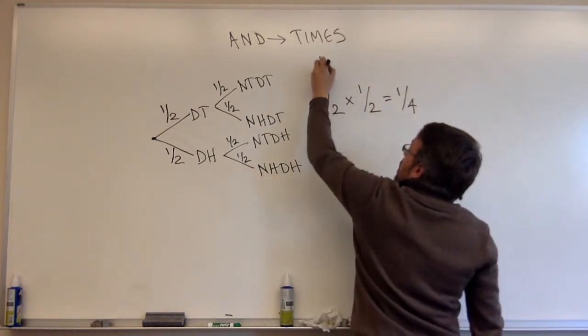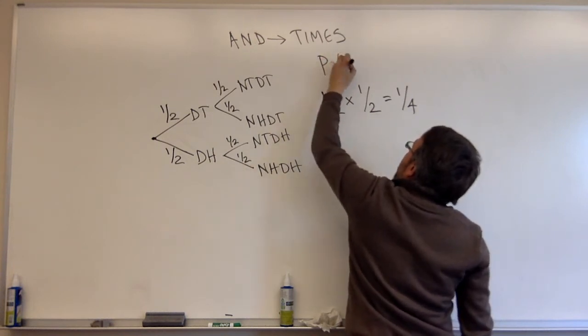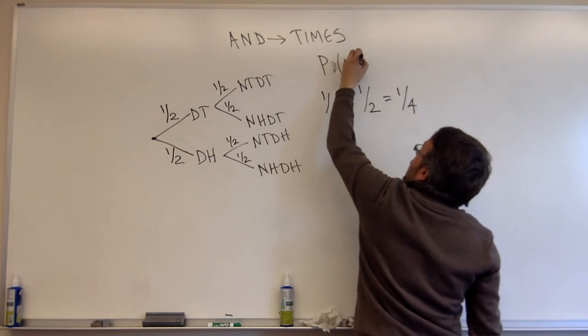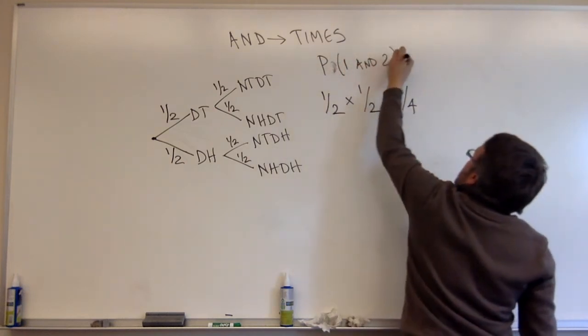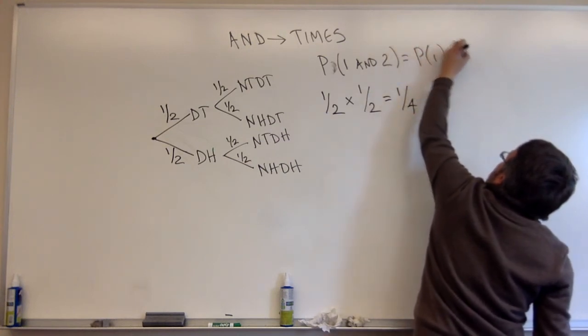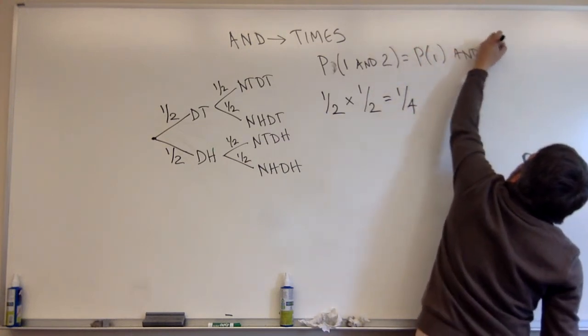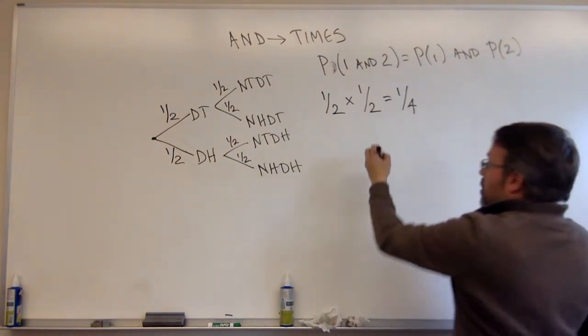So in general, if we want to know the probability of some event 1 and event 2, that's going to be equal to the probability of 1 and probability of 2. And so we can also do that by the pie chart method.